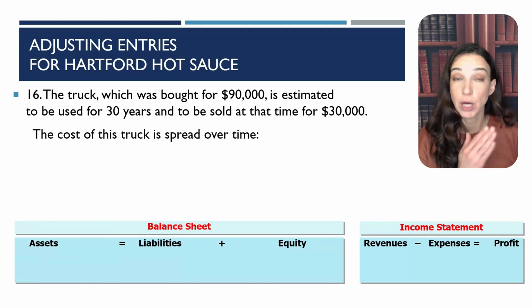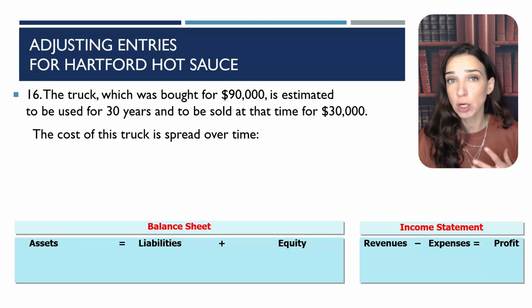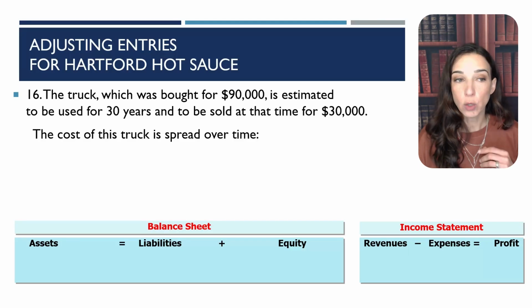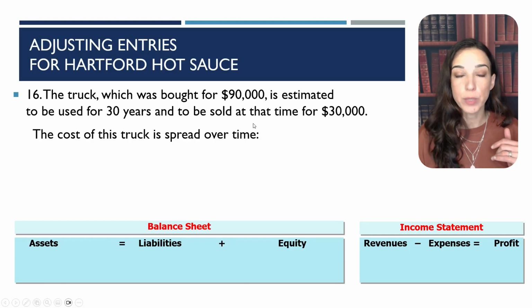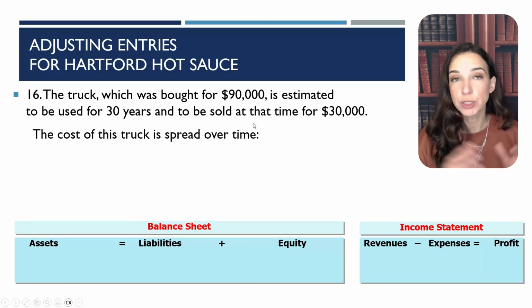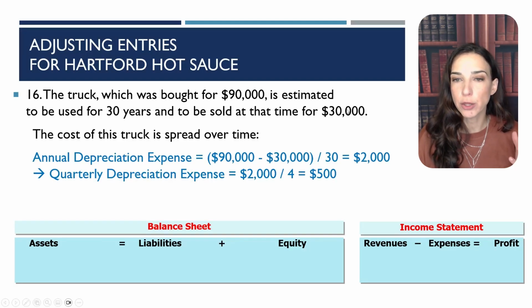We need to think about how long this truck is going to be useful to us and what we are going to do with this truck at the end. Is it going to be junk or are we going to be able to sell it? They're going to assume that the truck is going to be used for 30 years and at that time it will be sold for $30,000. We have a cost of truck which is now going to be spread over time. We're not going to depreciate the $30,000 because we expect to get it on the tail end.